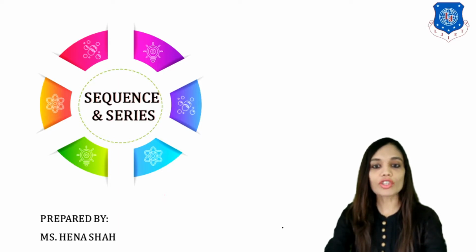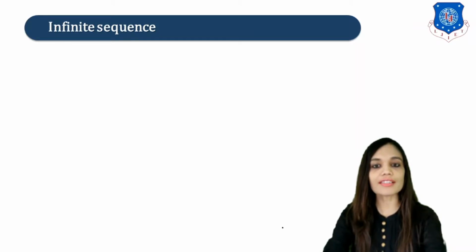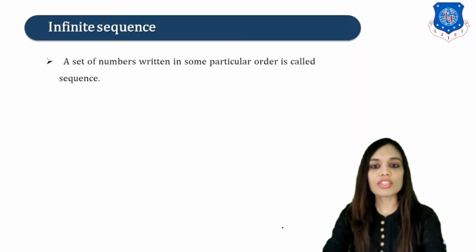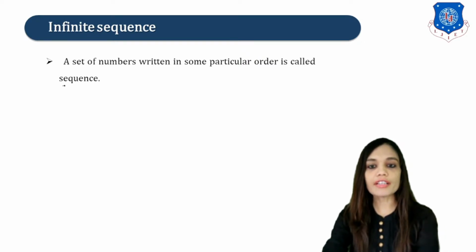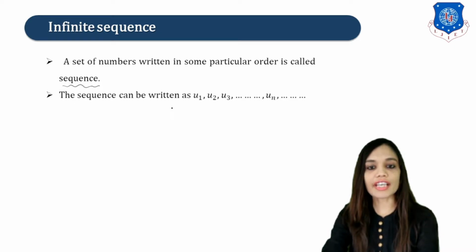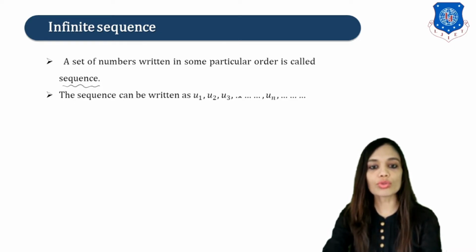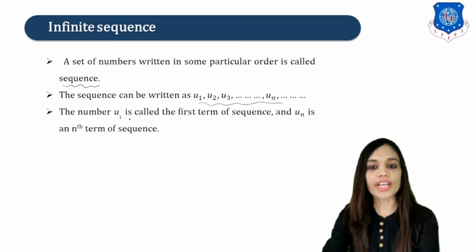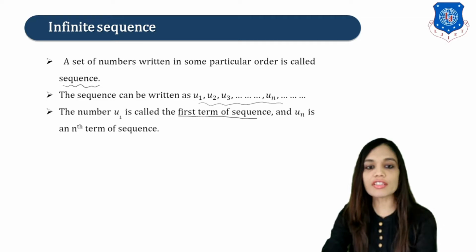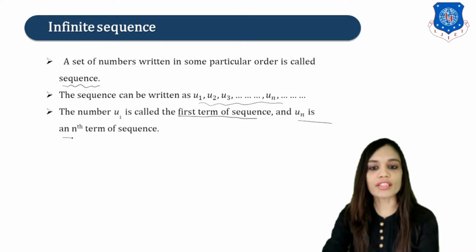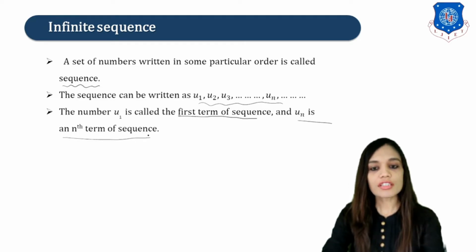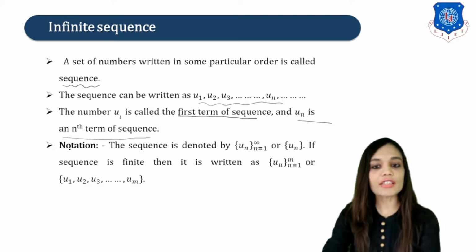Today we are going to begin a new topic named sequence and series. Let us begin with its first topic, that is infinite sequence. A set of numbers written in some particular order is called a sequence. The sequence can be written as U1, U2, U3, Un and so on. U1 is known as the first term of the sequence and Un is known as the nth term of the sequence. Now let us study its notation.